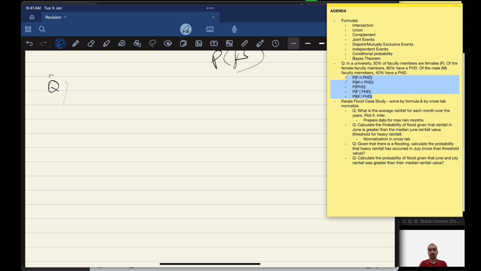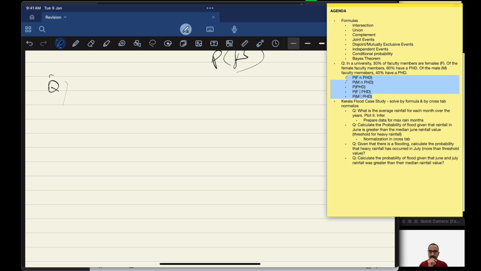Then it's asking the probability of a male faculty member given it's a PhD. Sorry, it's not given. What is the probability of a female faculty member being a PhD? And the next one is, what is the probability of a male faculty member also being a PhD when chosen randomly? Then the next question is, what is the probability of a randomly chosen person being a PhD faculty member, right? Having a PhD degree.